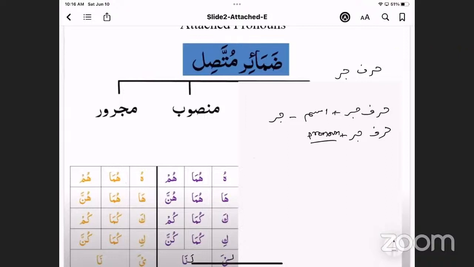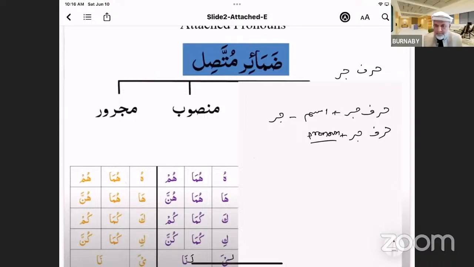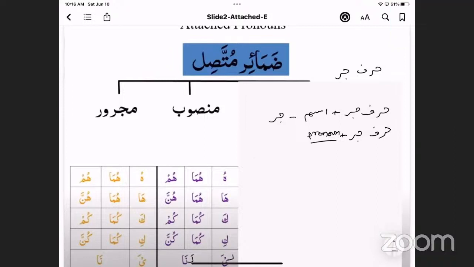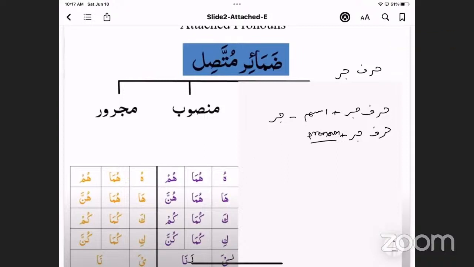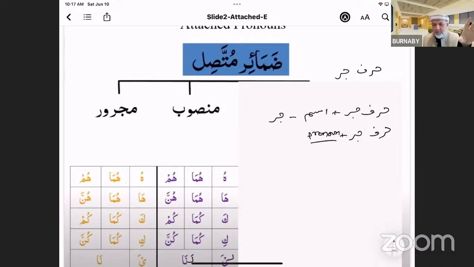Because a pronoun is a noun, right? Now, the noun is supposed to be in what status? Jar. So, if we have to use haruf e jara with the pronoun, which table do we need to use? Do we need to use the detached pronoun or the attached pronouns? Attached pronouns. Everybody clear on that? Why do we need attached pronouns? Because haruf e jara is going to require an ism or a pronoun in the status of jar.